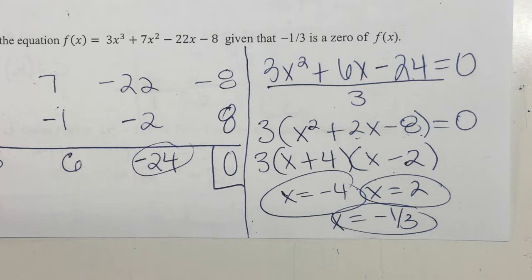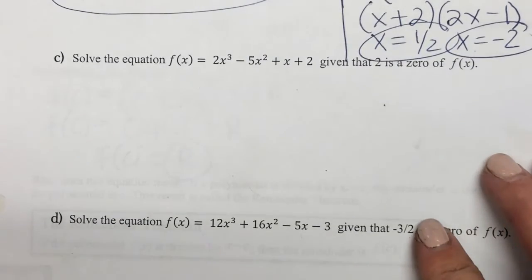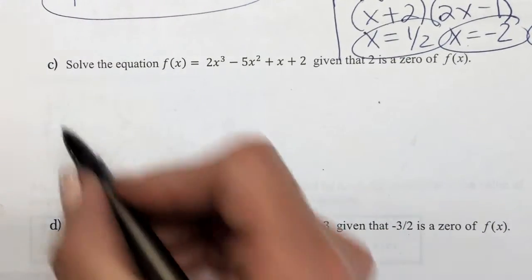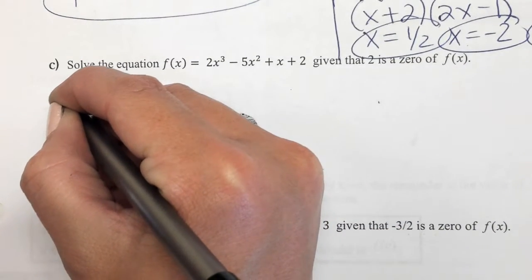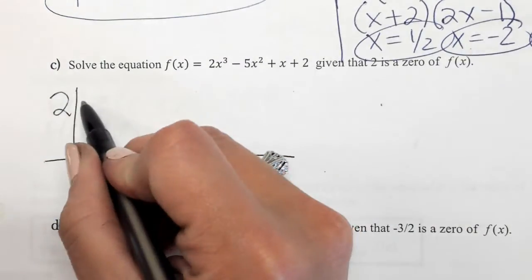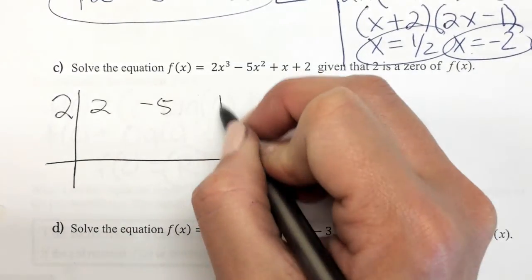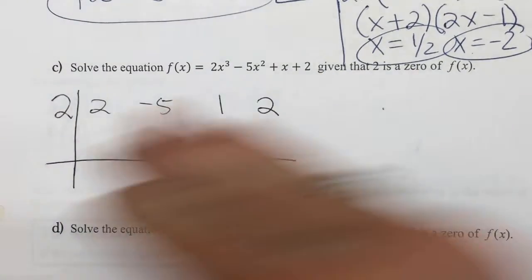On the first one, I'm going to pick one person to help me out with the first few steps. Darian, tell me how to start this off. Part C. You've got to bring down the 2, and then do that word. Yes, synthetic. Tell me all the coefficients. 2, -5, 1, 2.